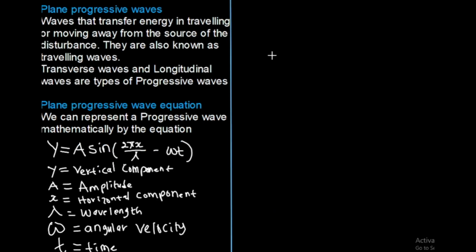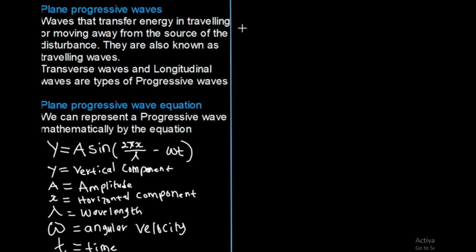Okay, now we are going to talk about the plane progressive waves. Now, what are plane progressive waves? These are waves that transfer energy in traveling or moving away from the source of the disturbance. Basically, plane progressive waves are waves that spread out. They spread out from the point where they are produced.